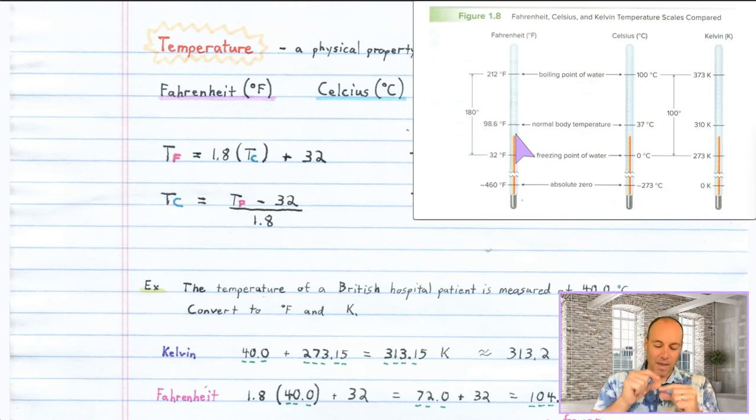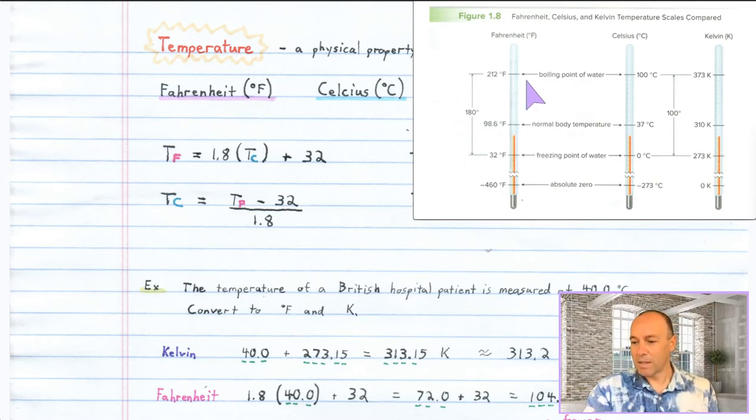He could then divide the space between 0 and 100 into 100 equal intervals, and then continue on above 100 with equal intervals to get higher temperatures, and then below 0 to get colder temperatures if he needed to. So that's how you create a temperature scale.